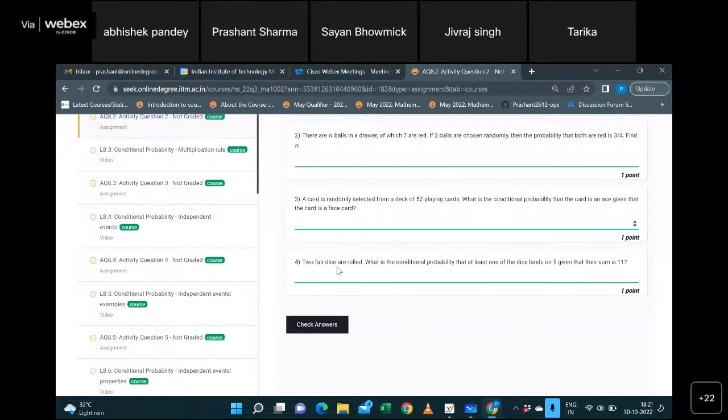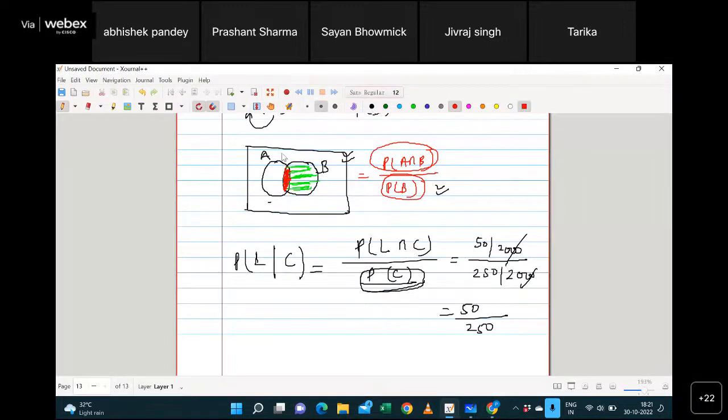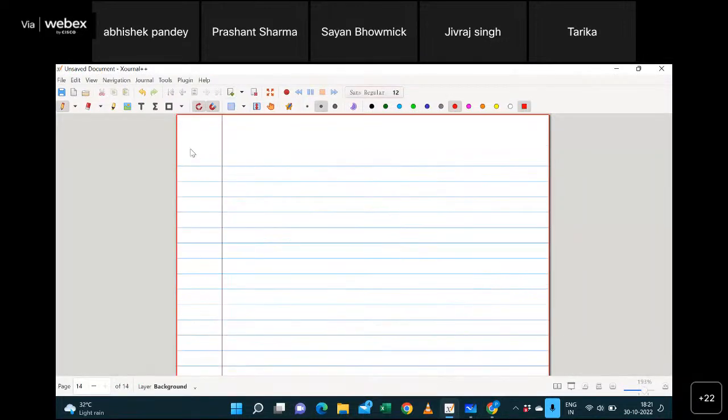So come to the fourth question. Two fair dice are rolled. What is the conditional probability that at least one of the dice lands on 5, given that their sum is 11? Okay. So let me insert a page. I'm going to write the probability that at least one die lands on 5, given that the sum is 11. We have to compute this probability, correct?